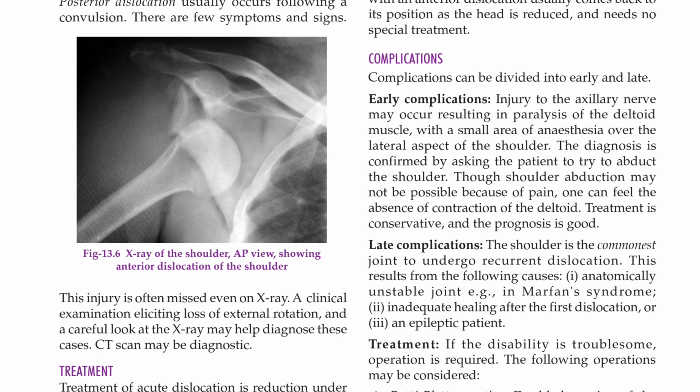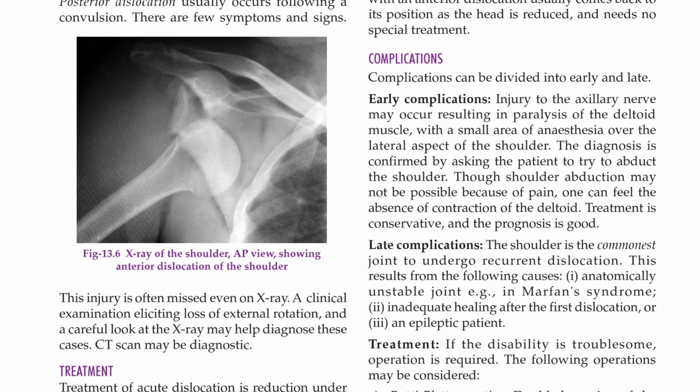So injury to axillary nerve may occur resulting in paralysis of deltoid muscle with a small area of anesthesia over the lateral aspect of the shoulder.